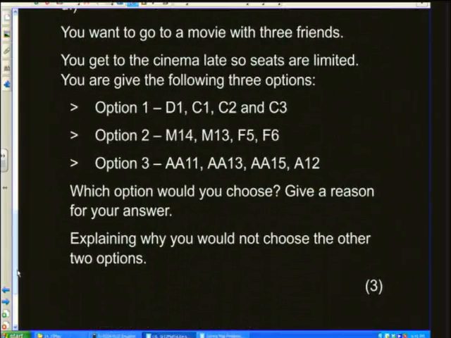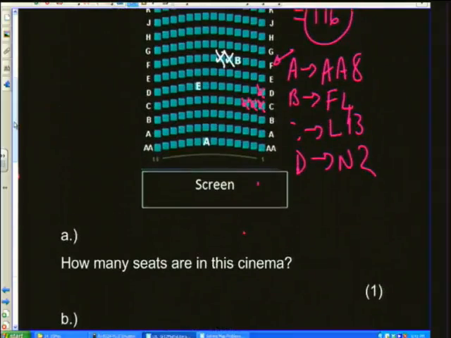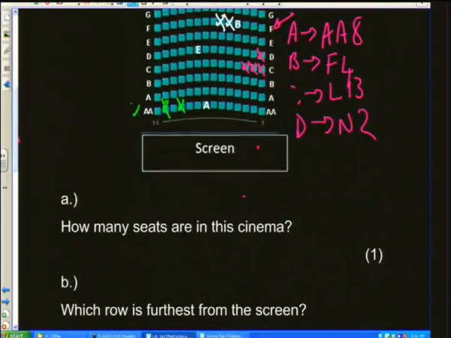So our last option is this. AA11, AA13, AA15, and A12. You remember the A12. Okay, so 11, 13, and 15. Right, so 1, 2, 3, 4, 5, 6, 7, 8, 9, 10, 11, 13, and then they also said 15. Oh, great. That's like sitting on the aisle. Okay, I wouldn't choose that option at all. And what was your seat number? A12. Okay, so A12 is going to be this guy over here. Sorry. Let's get rid of that guy. Little rubber. There we go.